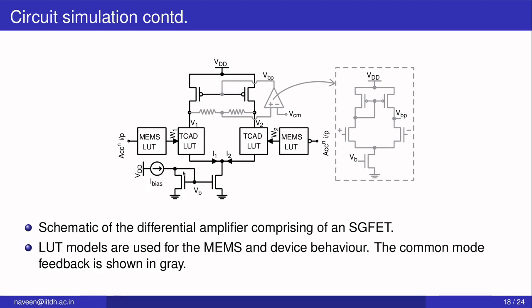output. So this allows you to actually do a simulation in which you can apply an acceleration which goes through the mechanical part, that goes through the transistor. It then comes out as an output voltage, which can then be used to simulate different kinds of circuits.